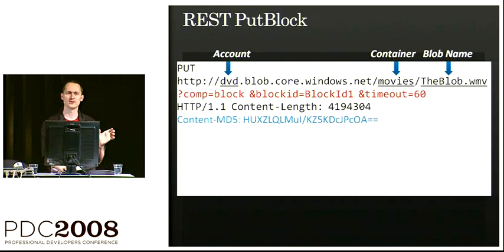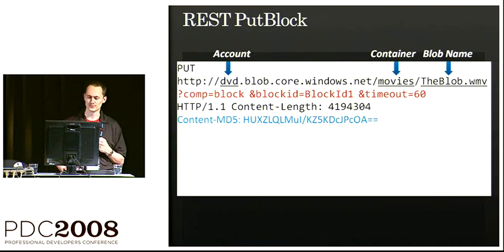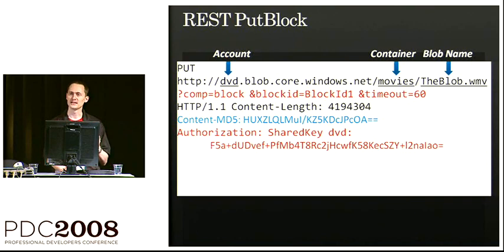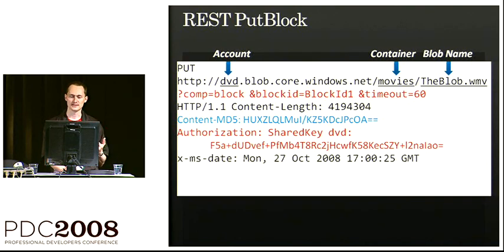We also specify here a content MD5. This is optional, but if you provide it, we check it at the store, and if it doesn't match what we got in terms of the block bits we see, we'll return an error to you. In addition, you pass in your signature I mentioned earlier, which you create with your secret key, a date, and then the block bits themselves. So this gives an example of uploading the first block of our movie, The Blob.